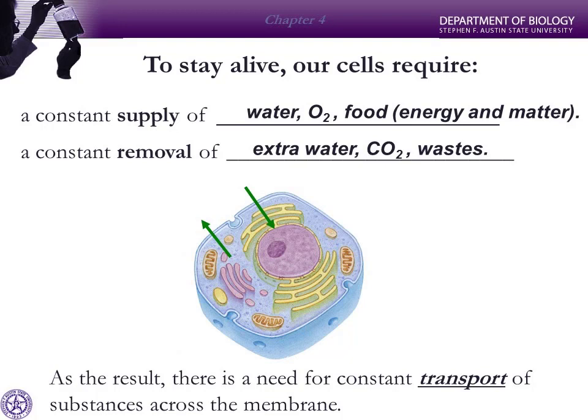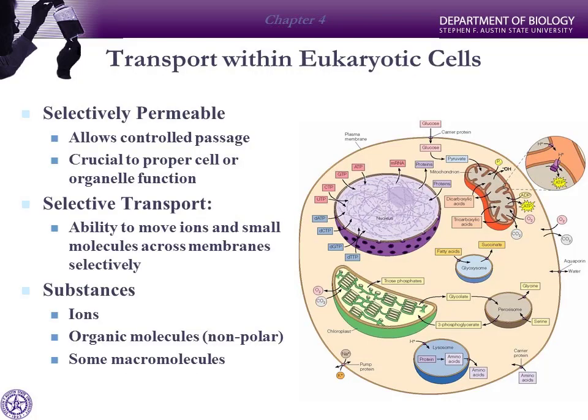So our cells have to maintain all of these materials at the proper concentrations and transport them appropriately in and out of the cell. So understanding the plasma membrane, understanding the components of the plasma membrane, and then understanding how cells transport these materials are absolutely essential to understanding how cells can stay alive. So again, here's an illustration of our cell. This is showing transport happening not just at the plasma membrane, but across the membranes of all of our organelles.